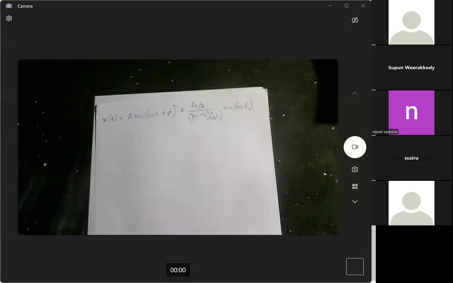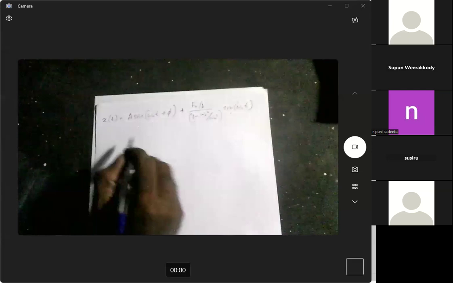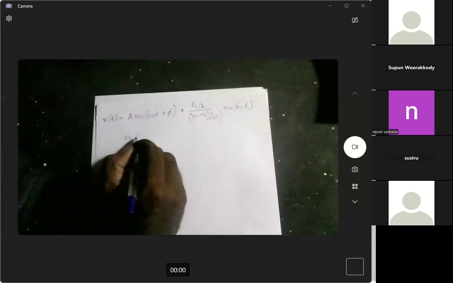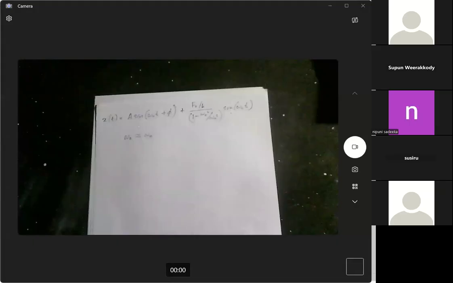And here is a very interesting part. What happens if omega naught is very close to omega n? Now what will happen? Can you explain by looking into this equation?